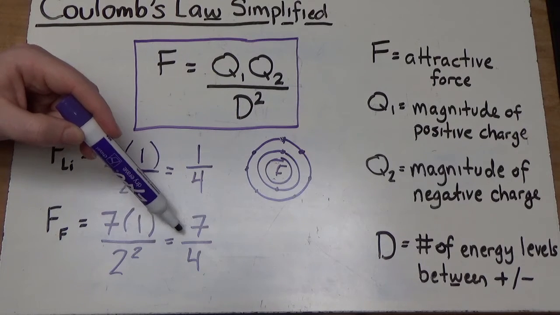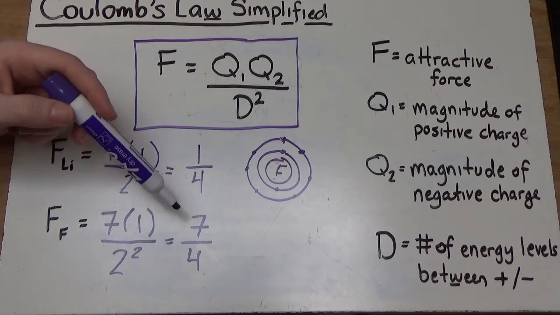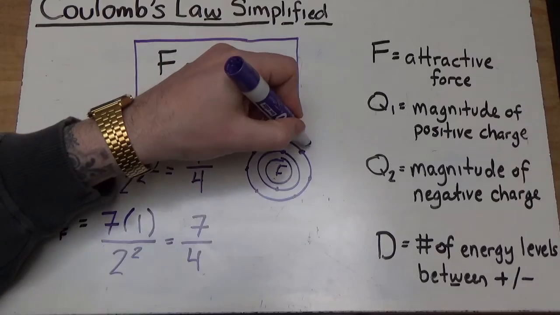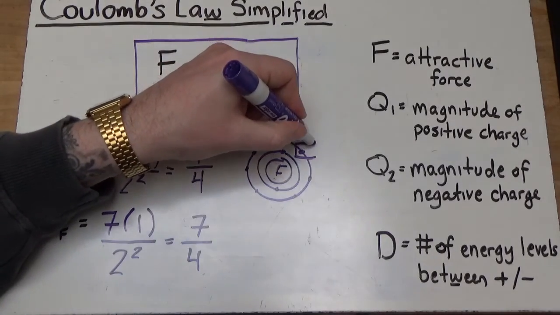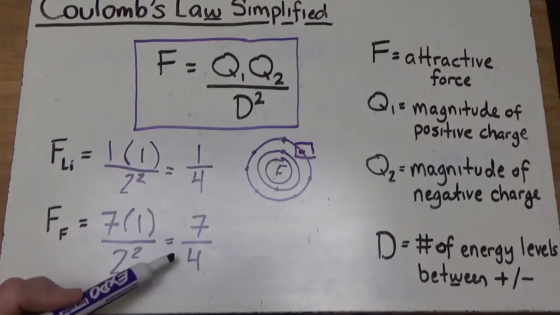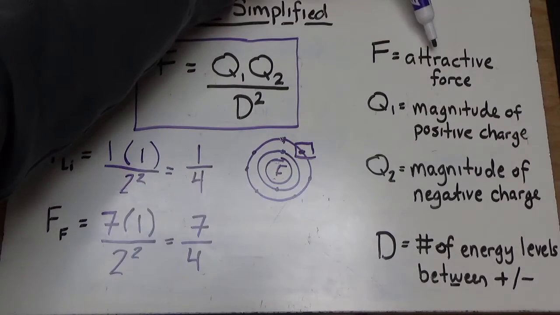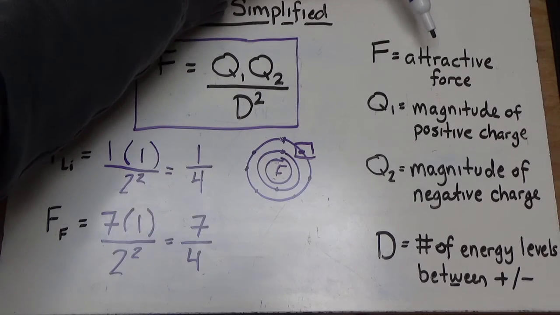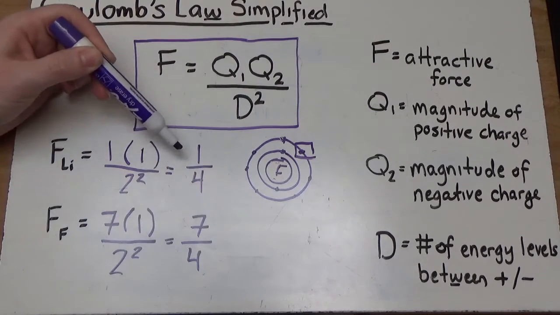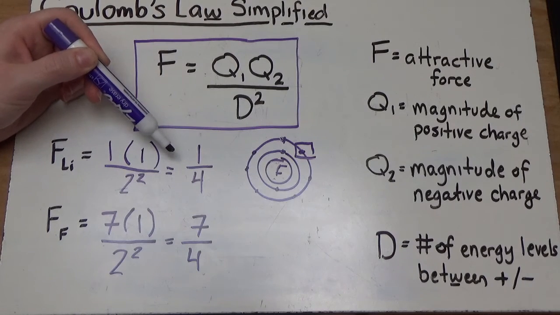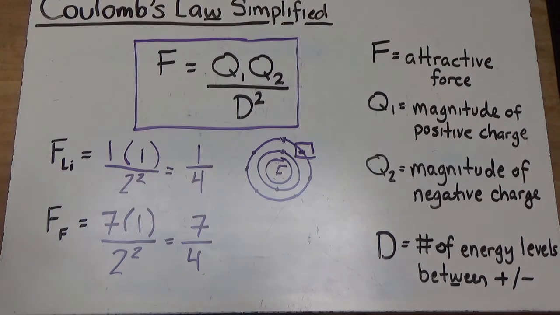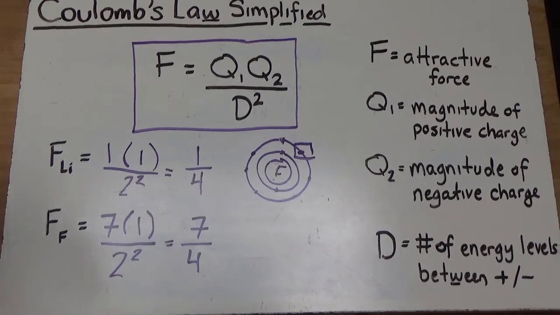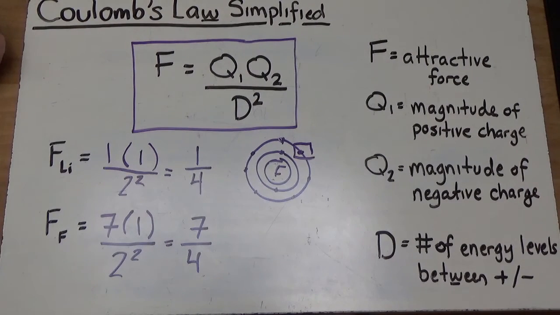we see that this is greater. And how we interpret this, we would say that the valence electrons in fluorine experience a higher attractive force to the nucleus than those in lithium. After we do this math, we can only make these types of general statements. We cannot say exactly how much bigger, we just know that it is a bigger attractive force.